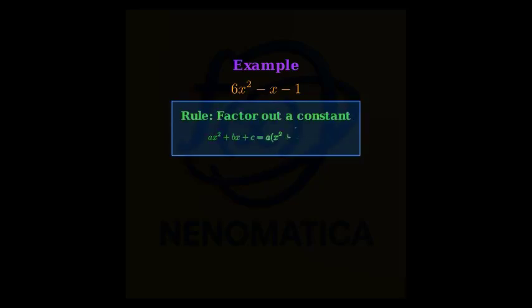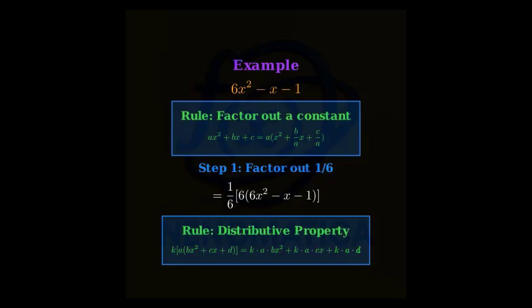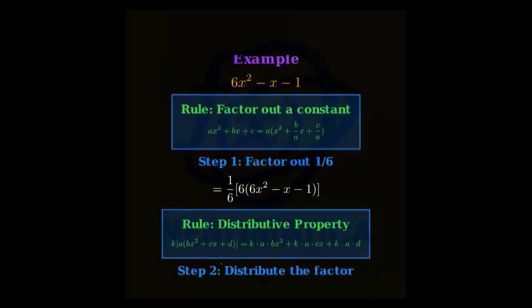Let's look at our example. We'll start by factoring out 1/6 from the expression. This will help us rewrite the expression in a form that's easier to factor later. Next, we'll distribute the factor of 6 inside the brackets to expand the expression.